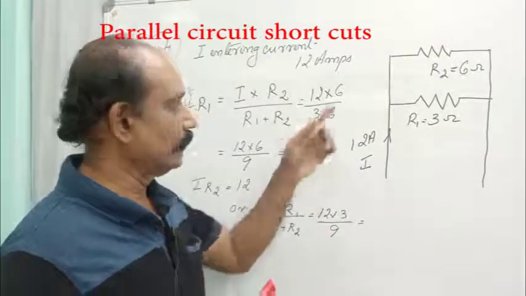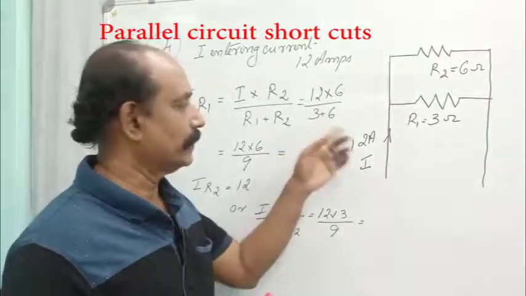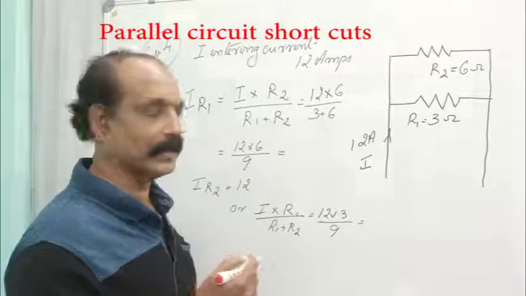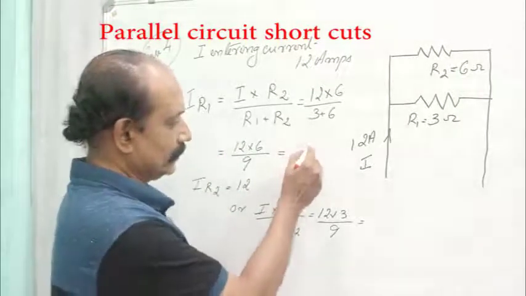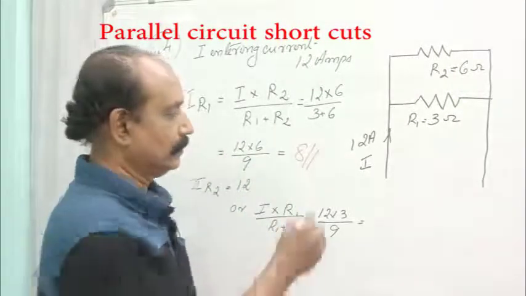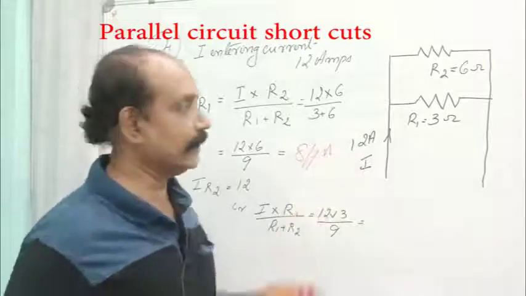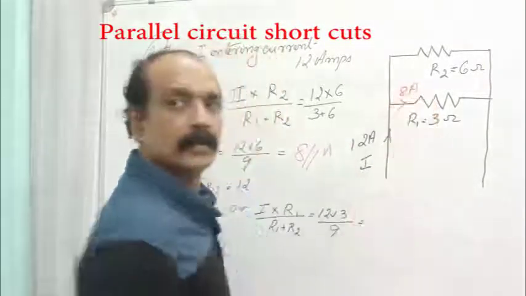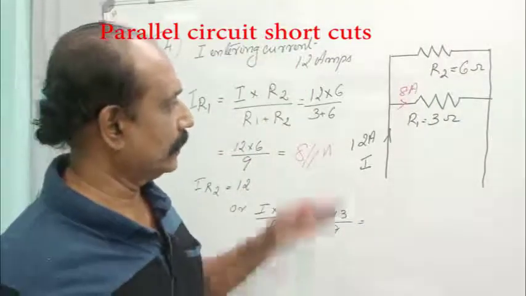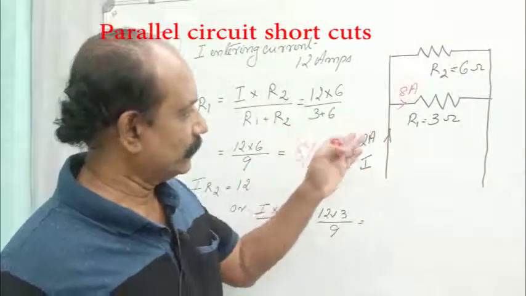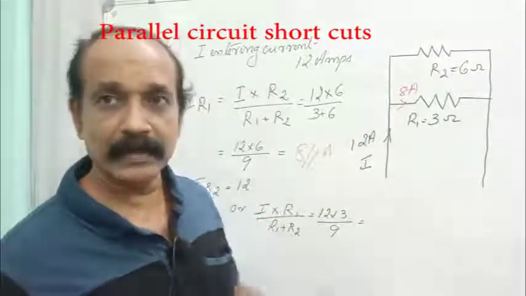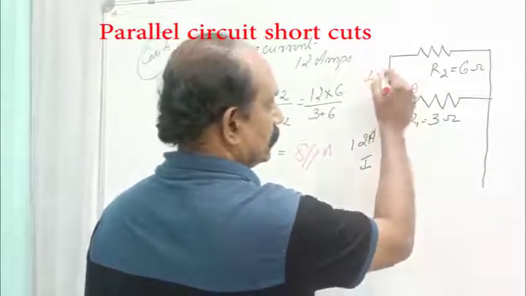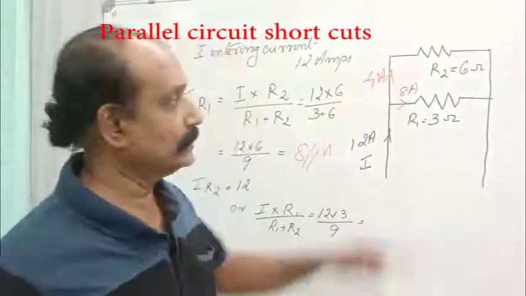That is equal to 12 into 6 divided by 3 plus 6. Then 12 into 6 divided by 9, we get 8 ampere. That means 8 ampere will flow through R1. Entering current is 12 ampere and 8 ampere separated from 12 ampere and flows through R1. Then remaining current is 4 ampere. And 4 ampere will flow through the second path.